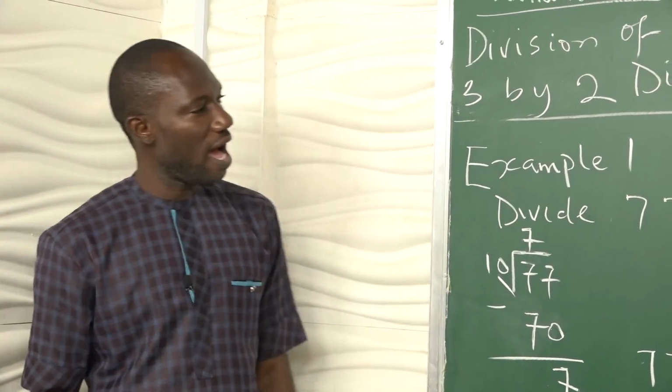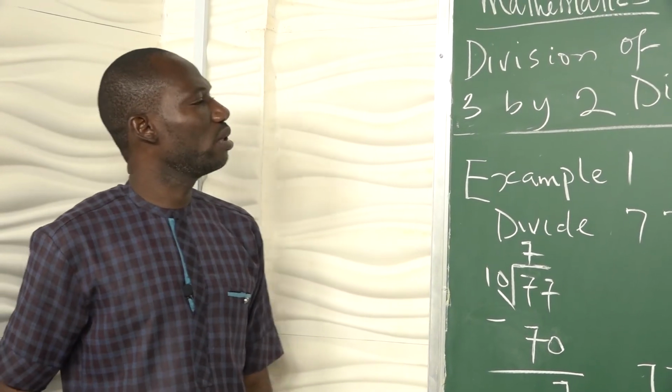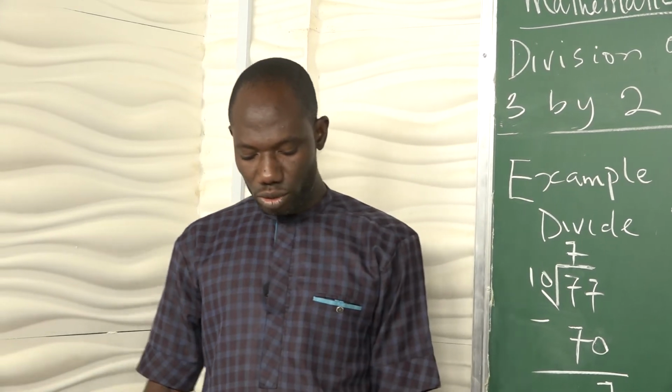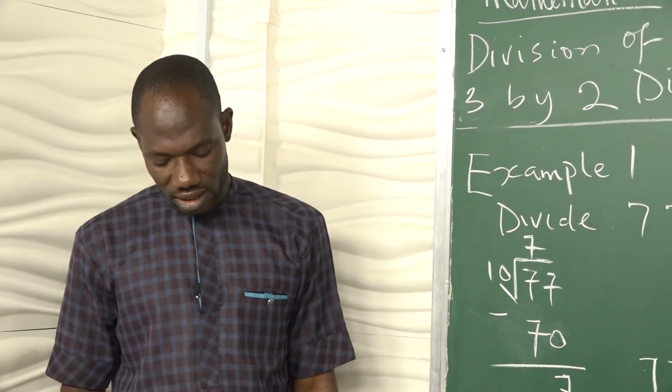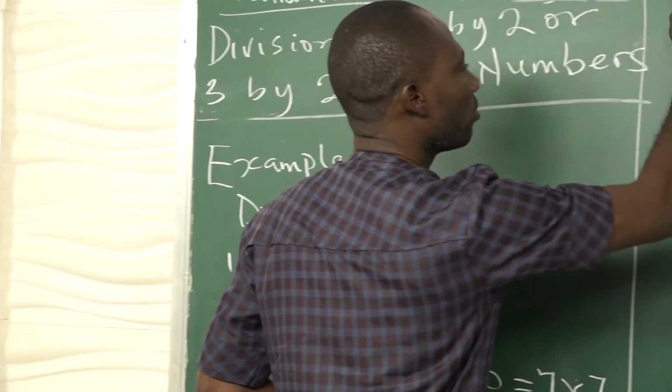Now, we will have to look at another example. And that example will deal with 3-digit numbers by 2-digit numbers. 3-digit numbers by 2-digit numbers. So example 2.